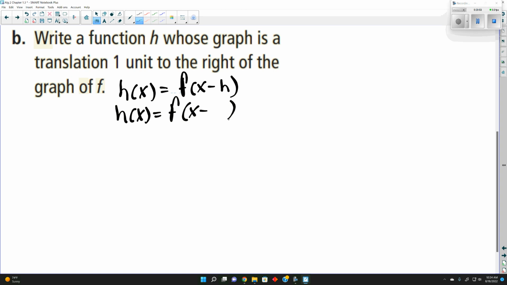Now the value of h is going to be what? Because we're moving 1 unit to the right, so it'll be a positive 1. So we can just write 1. We don't have to put the plus, because if it's not written, we understand that it's talking about it being positive. It's going to look negative because, again, our general form is x minus h.